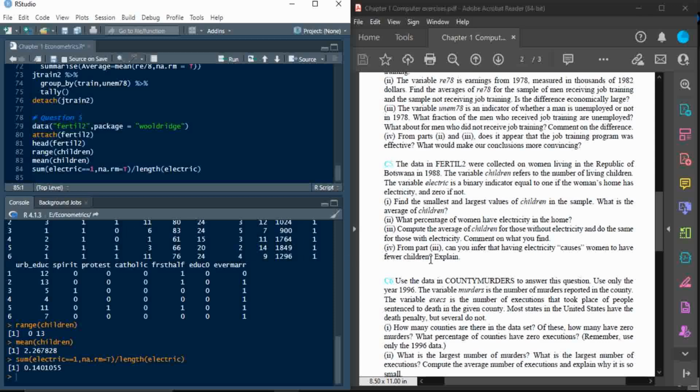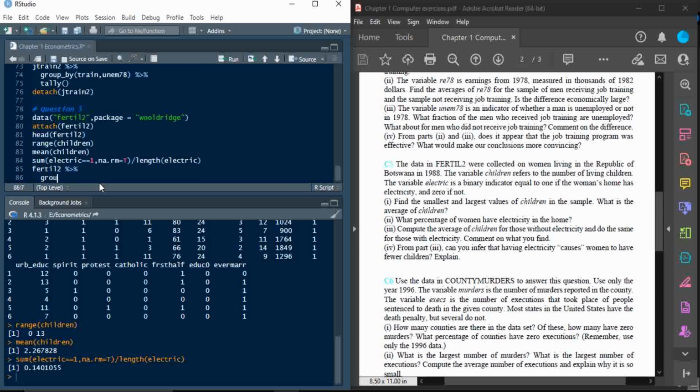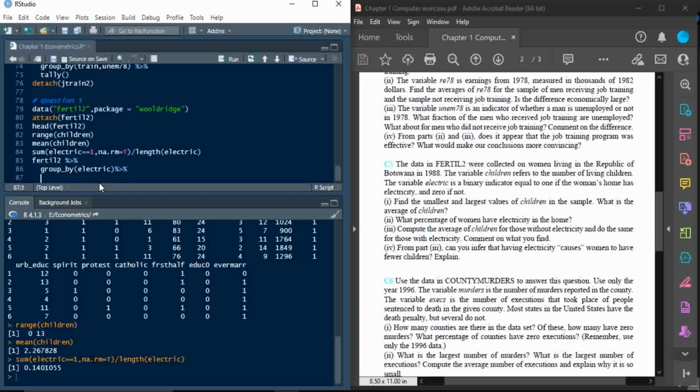Now it says compute the average of children for those without electricity and do the same for those with electricity. Now type the dataset name fertile 2, group by. We are going to group this dataset by electric, and then again type the pipe operator, and then we have to use summarize. Type this column name average and mean of children, and again type na.rm equals TRUE because there are some NA values in our dataset.